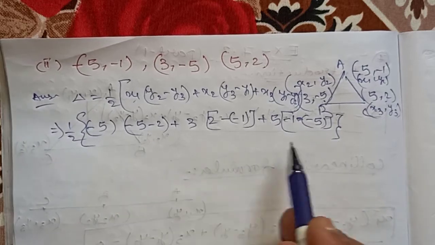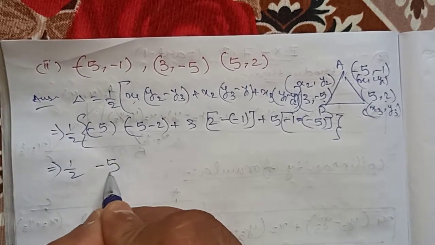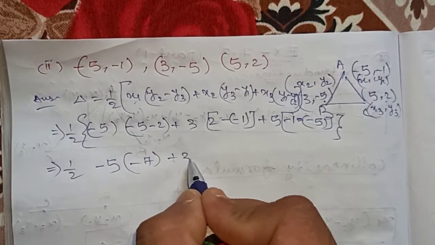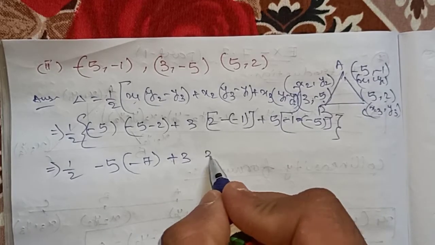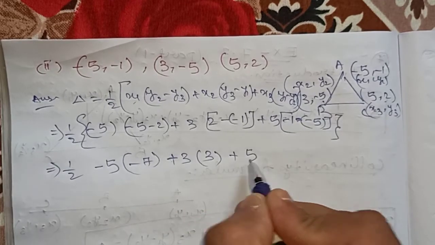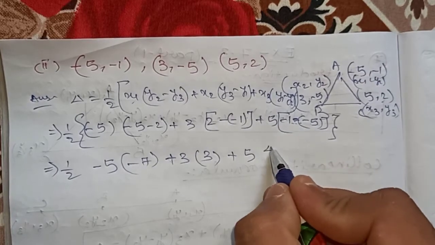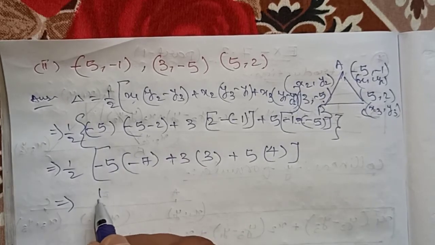Write it inside the curly bracket. Okay, now open the bracket. Minus 5 will be as it is, minus minus plus, so minus 7 we will get, plus 3, 2 minus minus plus, 2 plus 1 is 3, plus 5, minus minus is plus, so plus 5 minus 1 is 4 inside the bracket. Now open the bracket and multiply everything.